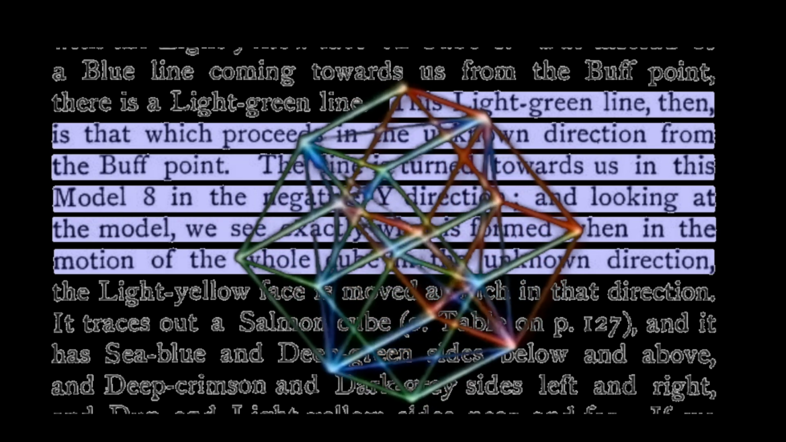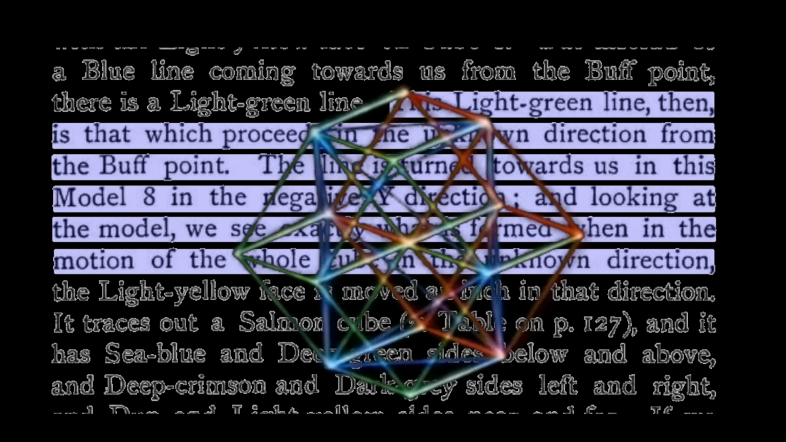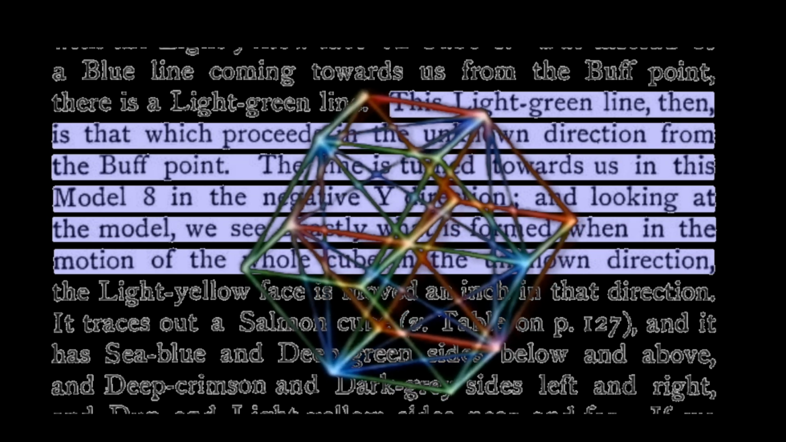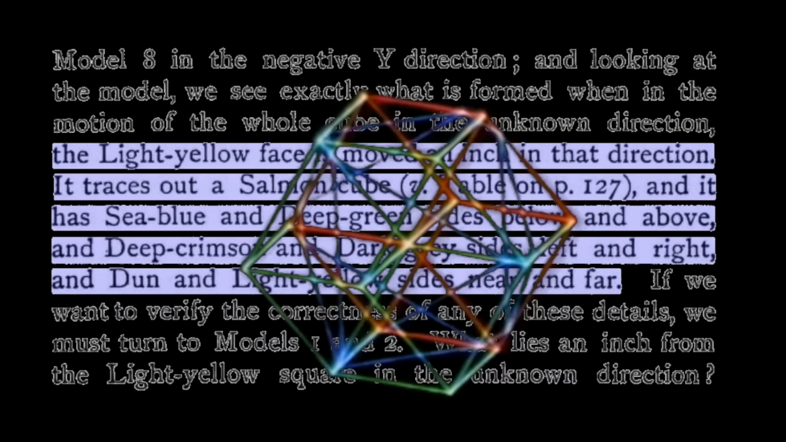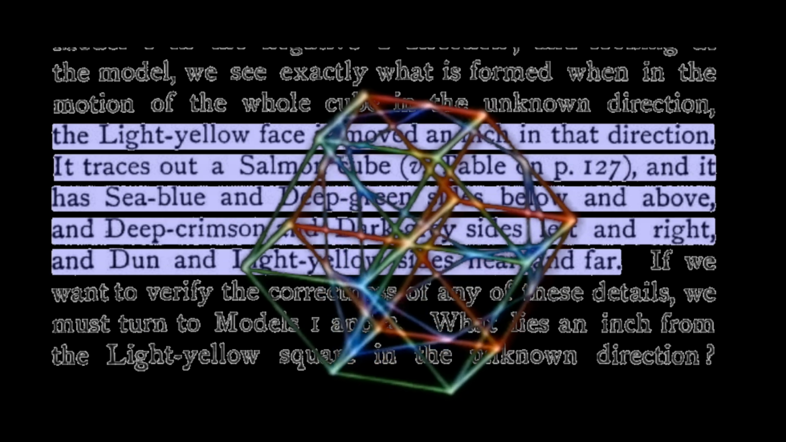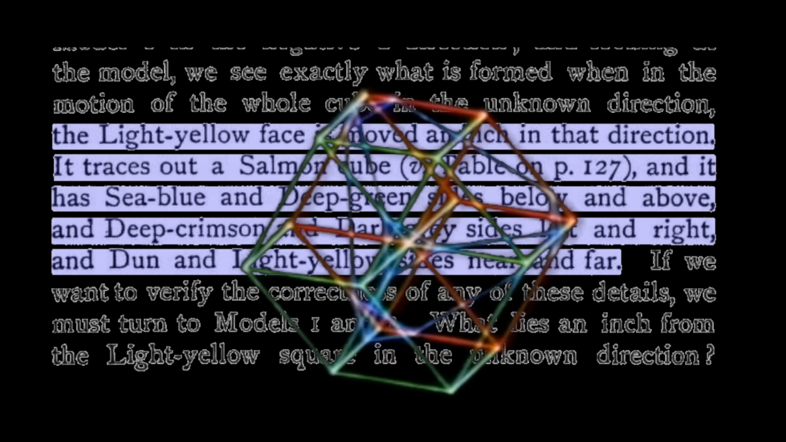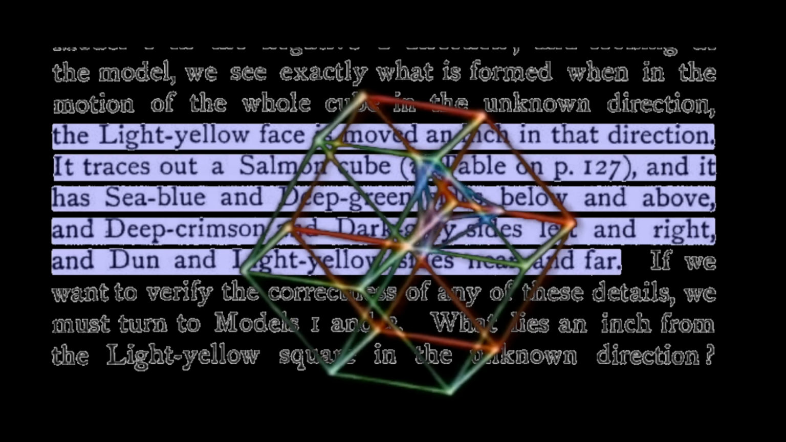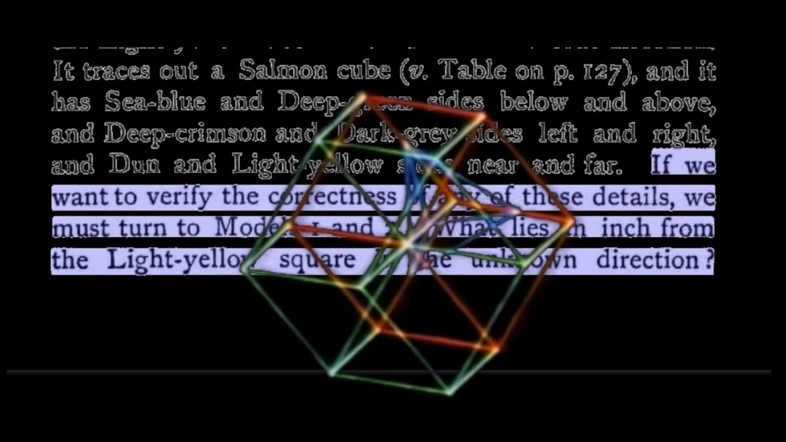The line is turned towards us in this model 8 in the negative y direction, and looking at the model, we see exactly what is formed when, in the motion of the whole cube in the unknown direction, the light yellow face is moved an inch in that direction. It traces out a salmon cube, and it has sea blue and deep green sides below and above, and deep crimson and dark gray sides left and right, and dun and light yellow sides near and far. If we want to verify the correctness of any of these details, we must turn to models 1 and 2.